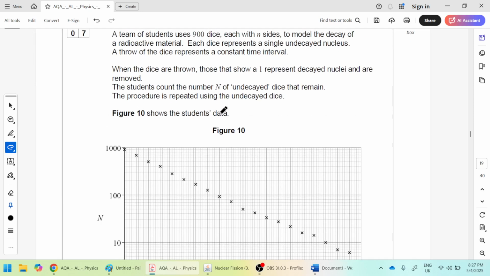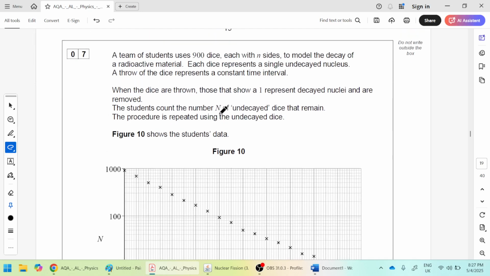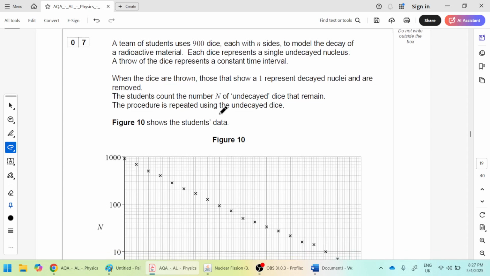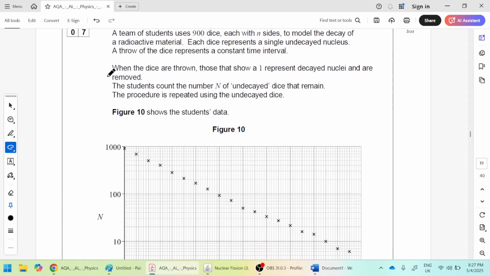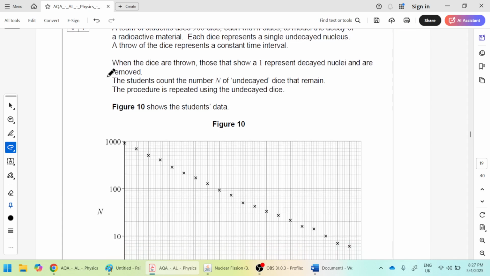You guys have the mark scheme, so you can check. A team of students uses 900 dice, each with N sides, to model the decay of a radioactive material. Each dice represents a single undecayed nucleus. A throw of the dice represents a constant time interval. When the dice are thrown, those that show 1 represent decayed nuclei and are removed. Students count the number N of undecayed dice that remain. The procedure is repeated using the undecayed dice.